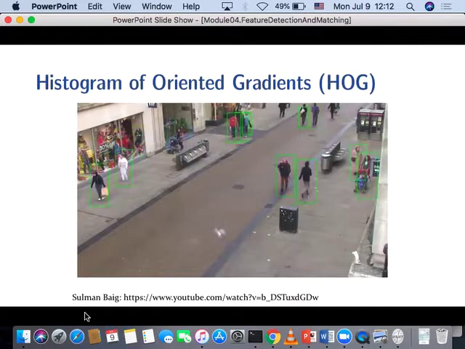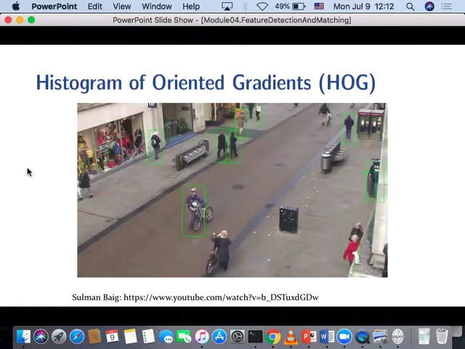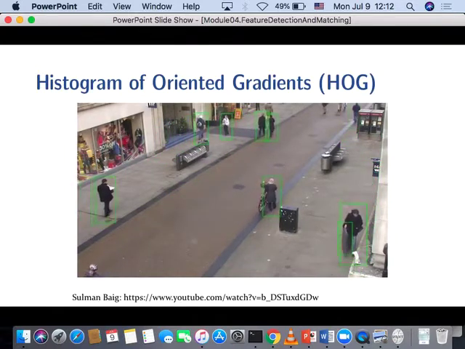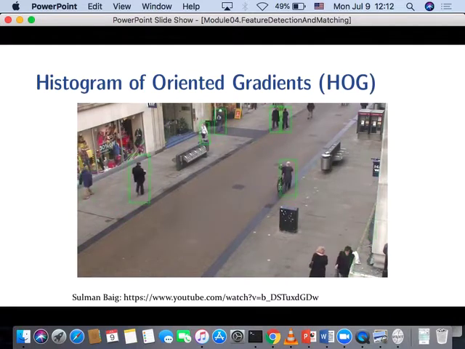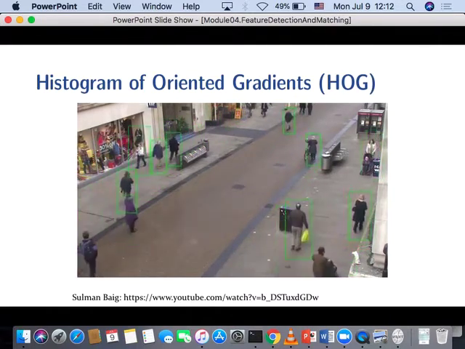I didn't do it. I mean, this guy Sulman Beg did it. Okay, so all power to him. But this is what the results look like. It is actually a pretty good result. You see, sometimes you miss people, so there is some flicker in these boxes and so on.